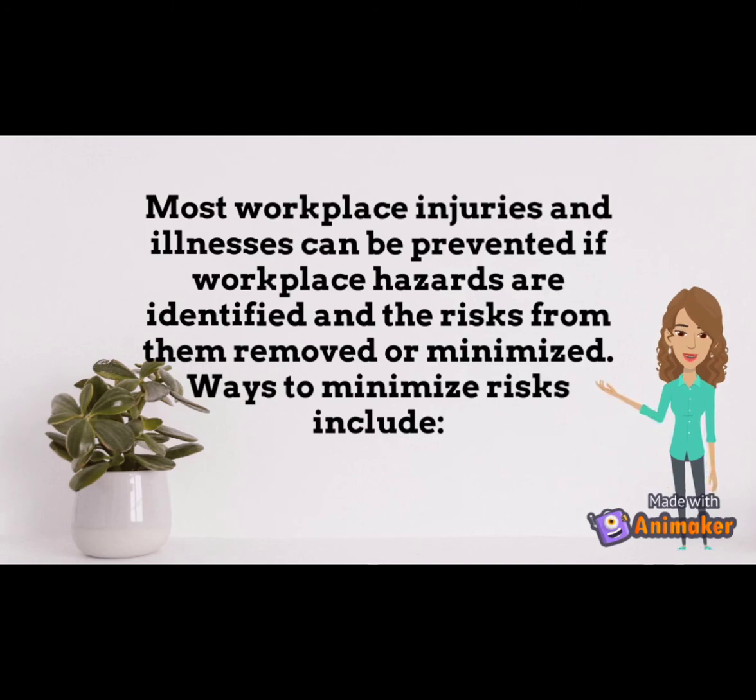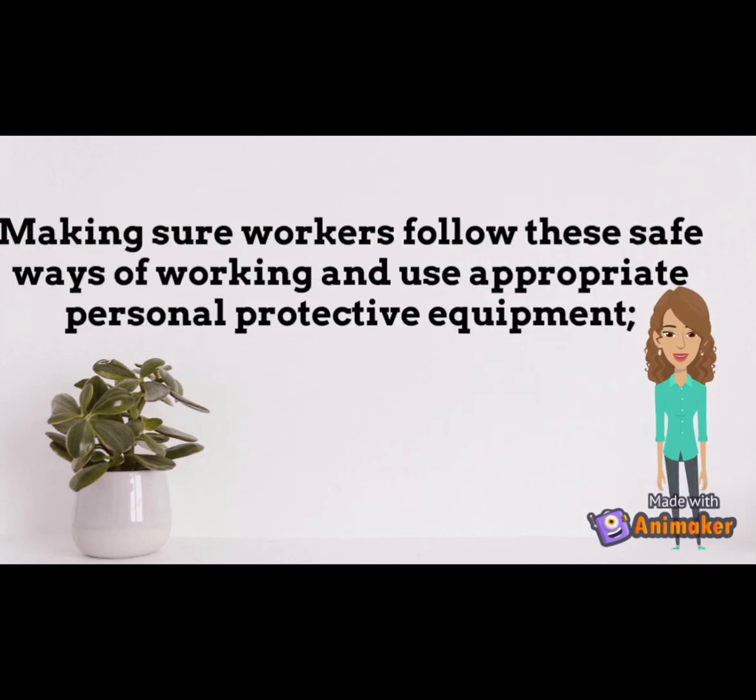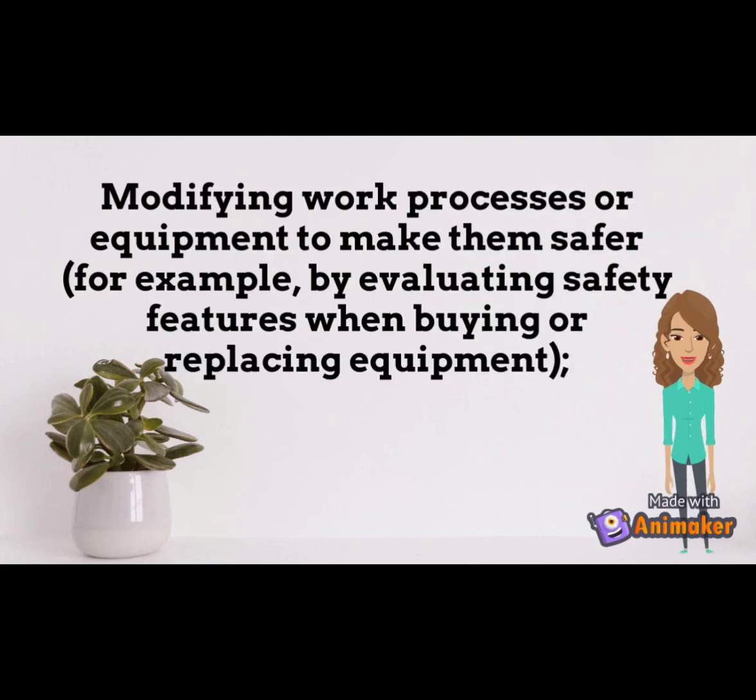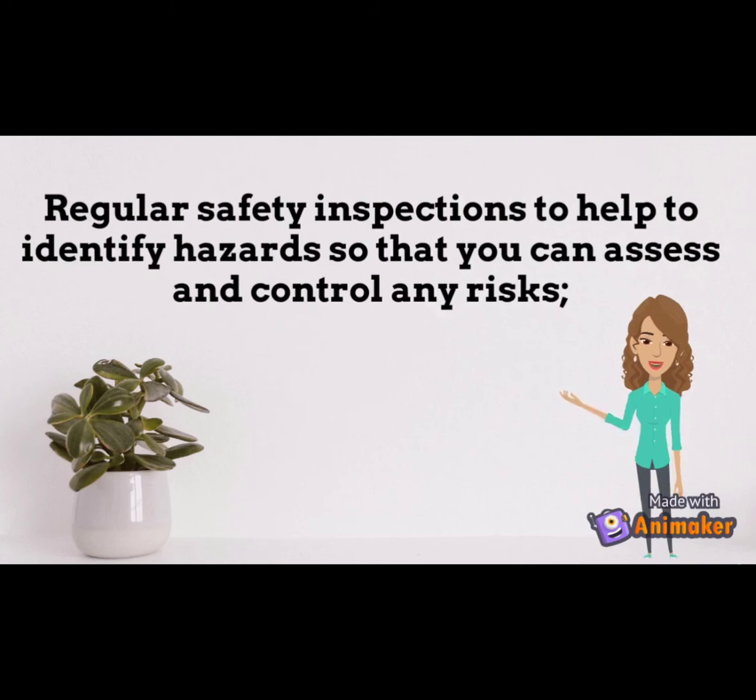Most workplace injuries and illnesses can be prevented if workplace hazards are identified and the risks from them removed or minimized. Ways to minimize risks include making sure workers follow these safe ways of working and use appropriate personal protective equipment. Modifying work processes or equipment to make them safer, for example, by evaluating safety features when buying or replacing equipment. Regular safety inspections to help to identify hazards so that you can assess and control any risks.